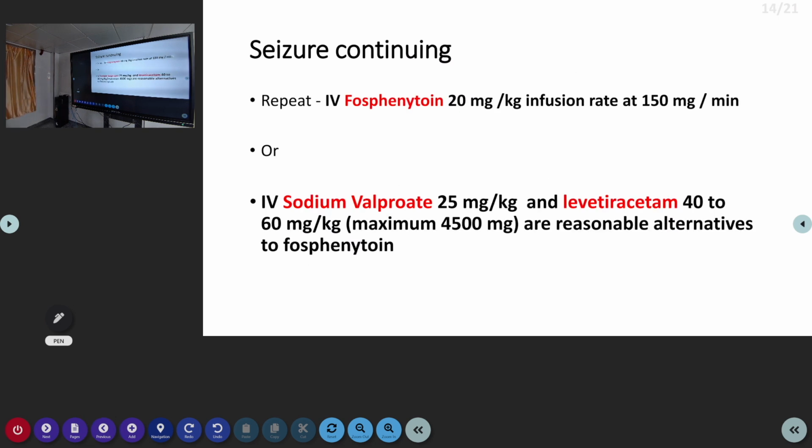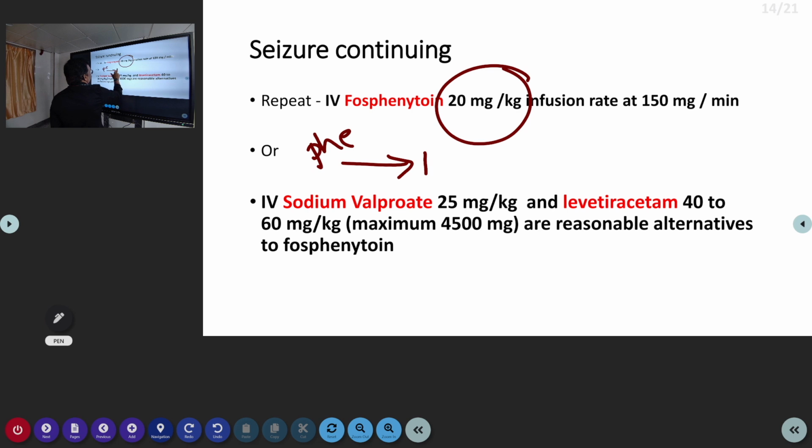Now, if the seizure continues, you can repeat the dose of phenytoin or fosphenytoin. One more dose can be given. But if the patient is already on phenytoin or any other drug, ask for a drug level. That is very important. A patient who is on one or two drugs, if getting repeated seizures, always ask for a drug level.